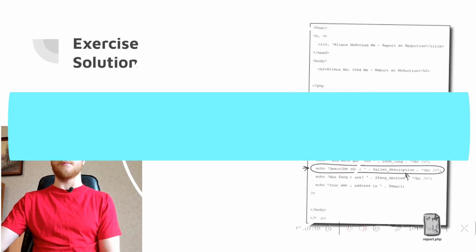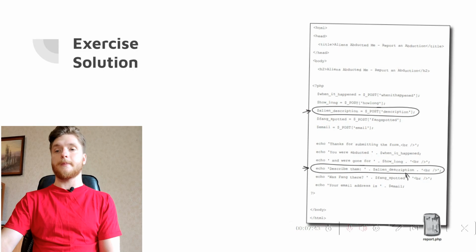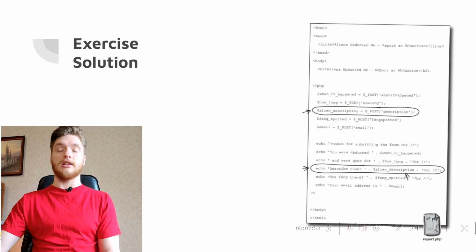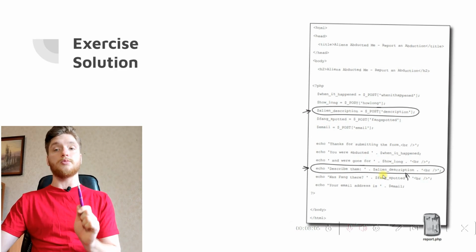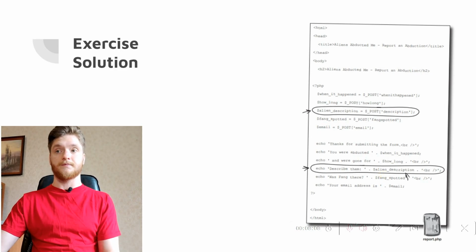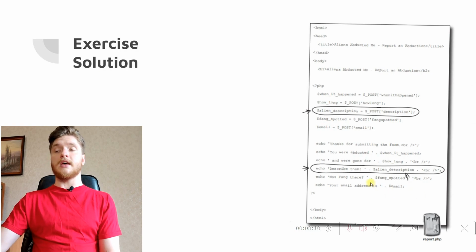Yes? Let's go. Solution. The line of code grabs the alien description from the HTML form field and stores it in a PHP variable named $alien_description. This is first, and then second, this code combines the alien description with some other text and HTML code and outputs all of it in the browser. For some reason, the $alien_description variable appears to be empty, not good.